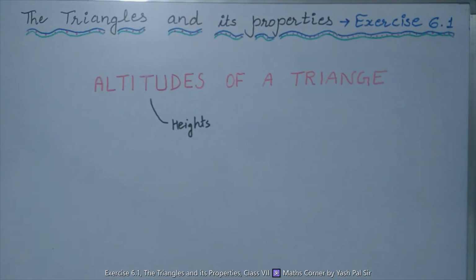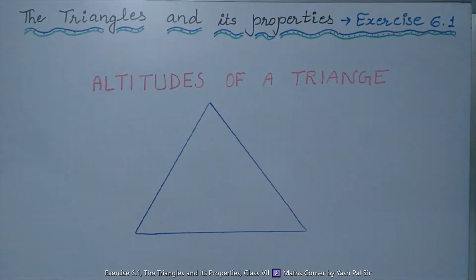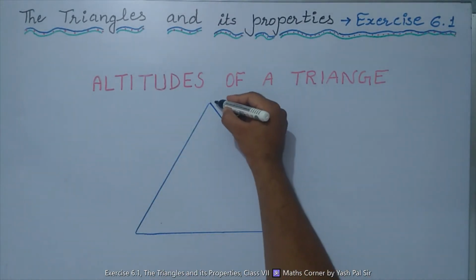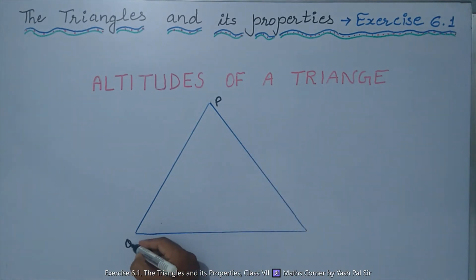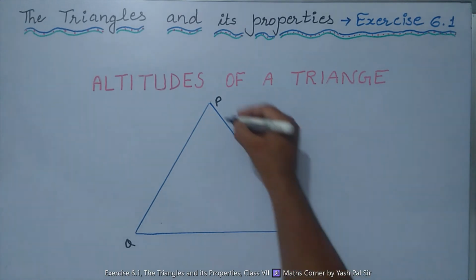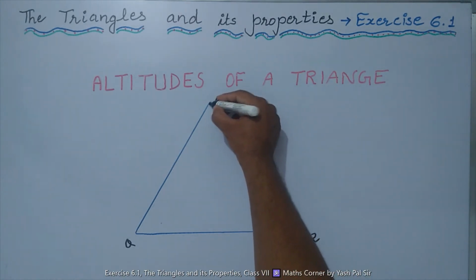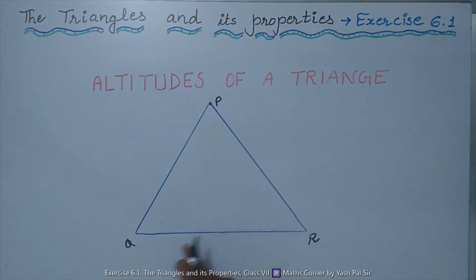Heights of the triangle. Again, I am going to draw one triangle with the help of this same triangle. This is the triangle. I am naming this triangle PQR. Okay. Now, what is the altitude? From P, we draw one perpendicular on side QR.